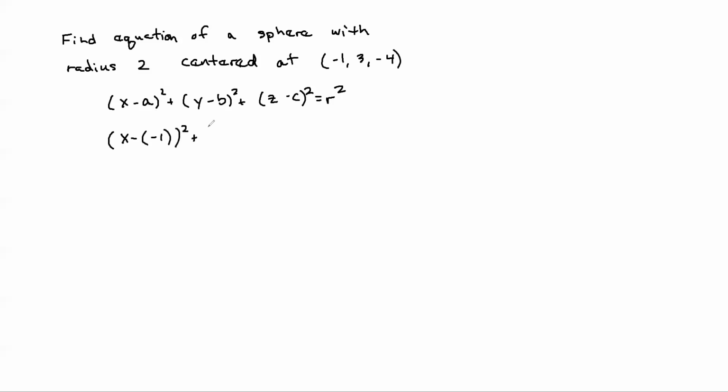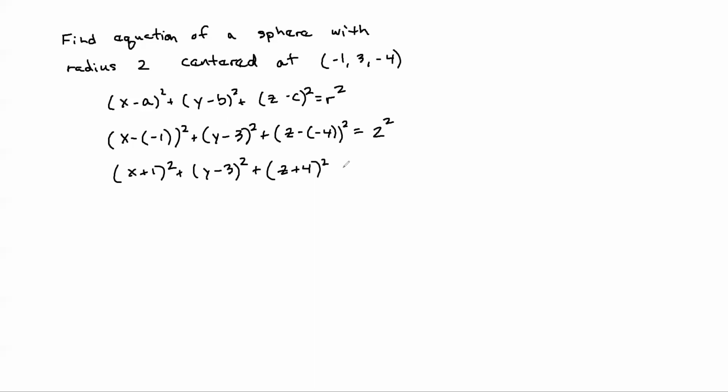-1, y minus 3, and z minus -4. And the radius they told us is 2. And then just simplify. So double negative, we get (x + 1)², (y - 3)², and (z + 4)², and then 2 squared is 4. And there you go. So that's how we could find the equation of a sphere.